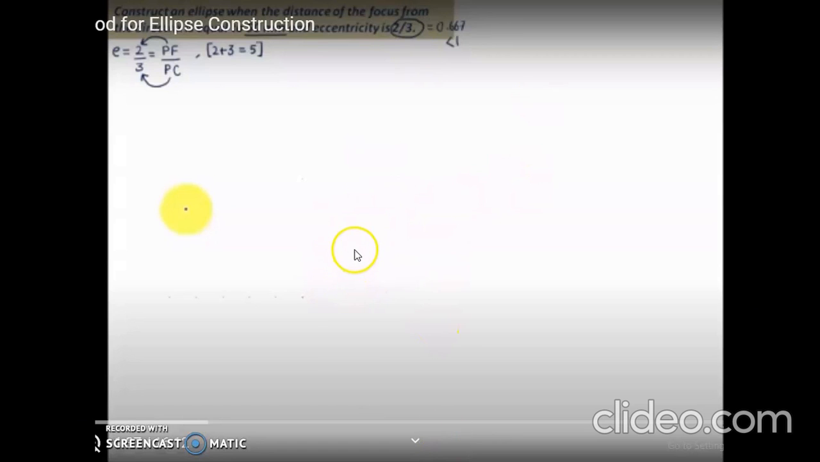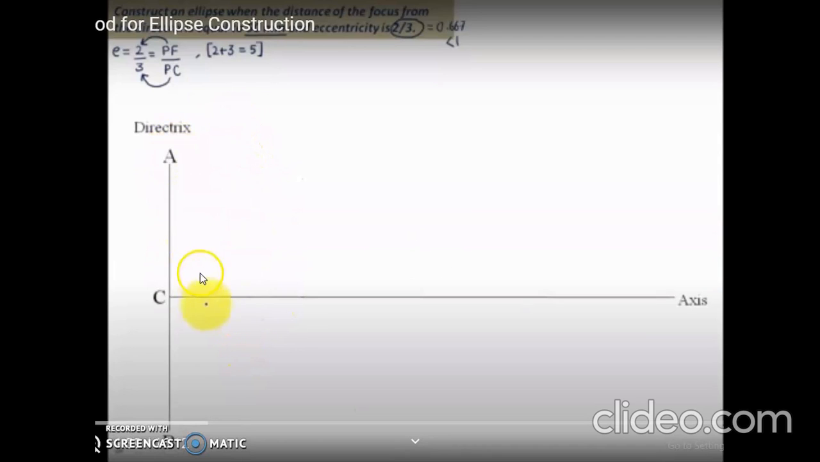Okay students, shall we start the construction of an ellipse by using the focus directrix method, or eccentricity method, or general method, whatever it is. According to the procedure, what is the first point? First we need to draw any vertical line as a directrix line. So that is the first point.